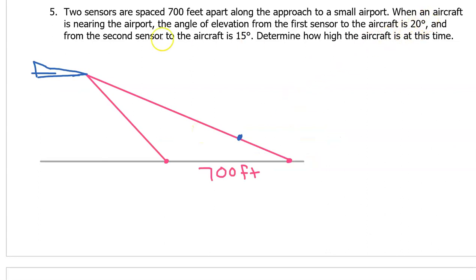When the aircraft is nearing the airport, the angle of elevation from the first sensor to the aircraft is 20 degrees. So that means the angle of elevation right here is 20 degrees. And then the angle of elevation from the second sensor to the aircraft is 15 degrees. So this angle of elevation here is 15 degrees. Determine how high the aircraft is at this time.